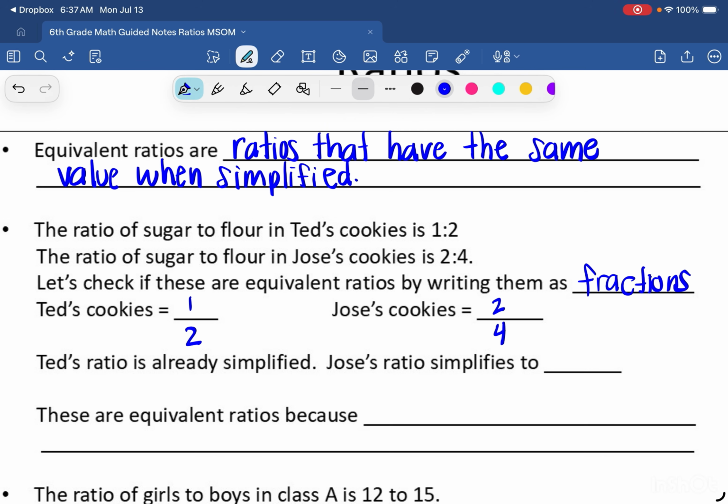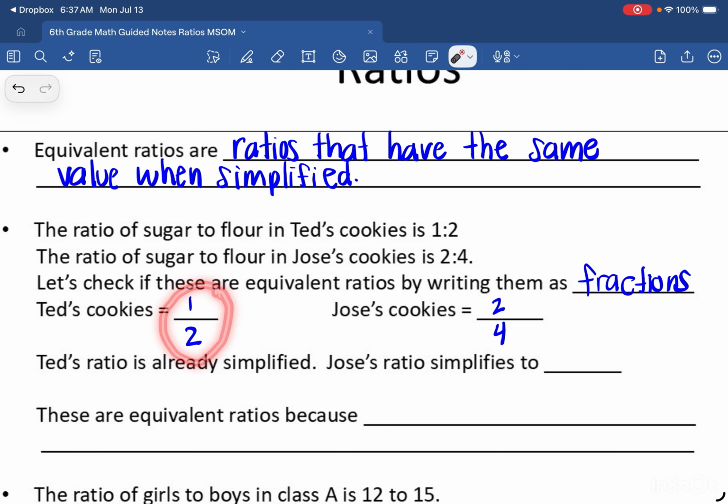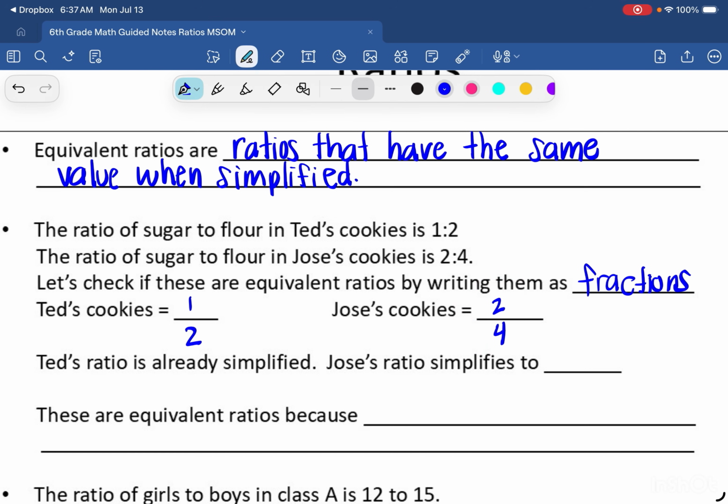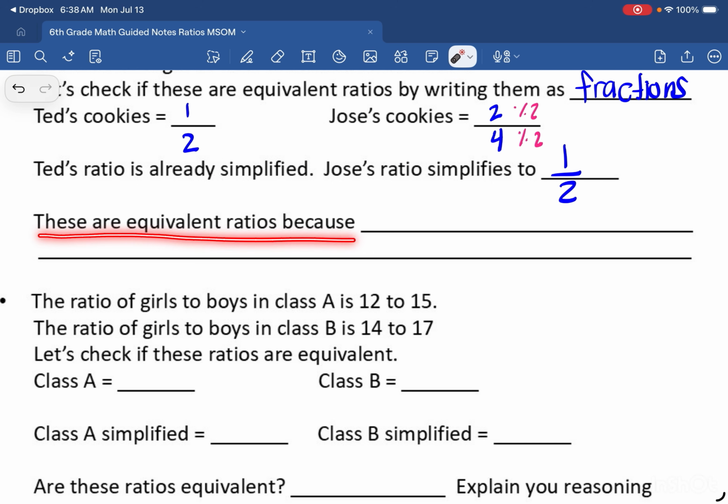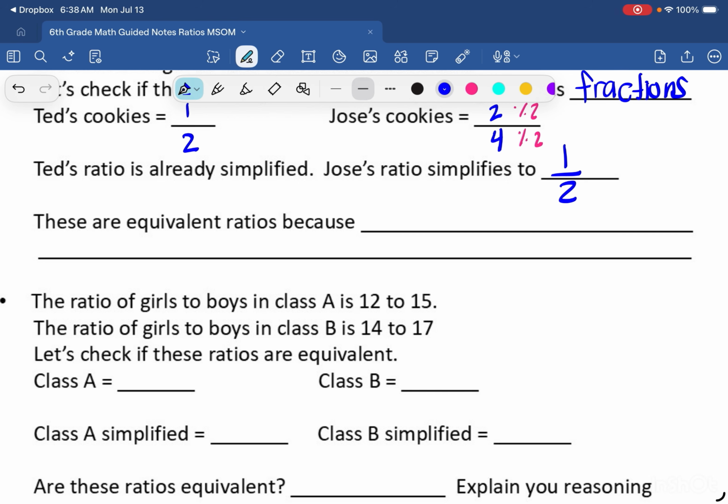Ted's ratio is already simplified. Jose's ratio simplifies too. So if you look at Ted's cookies, 1/2, that's simplified. Jose's cookies, 2/4, we can divide the numerator and the denominator by 2, and then that simplifies to 1/2, because 2 divided by 2 is 1, and 4 divided by 2 is 2. These are equivalent ratios because they both simplify to 1/2.